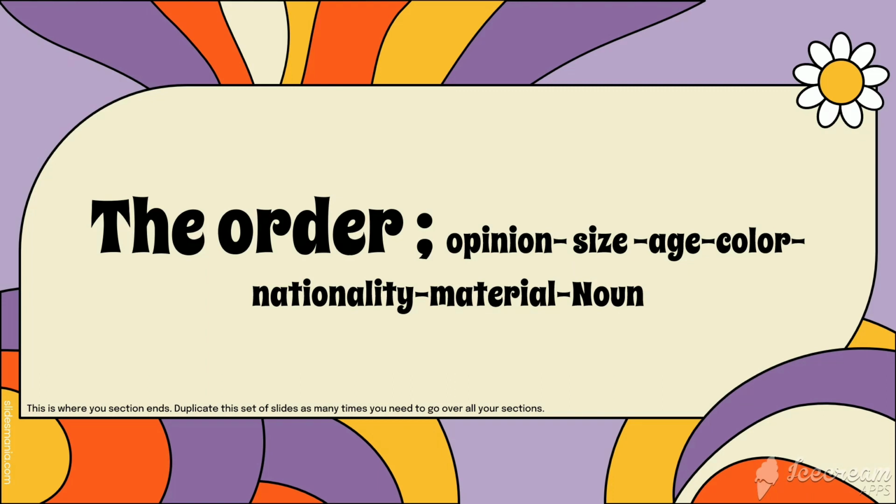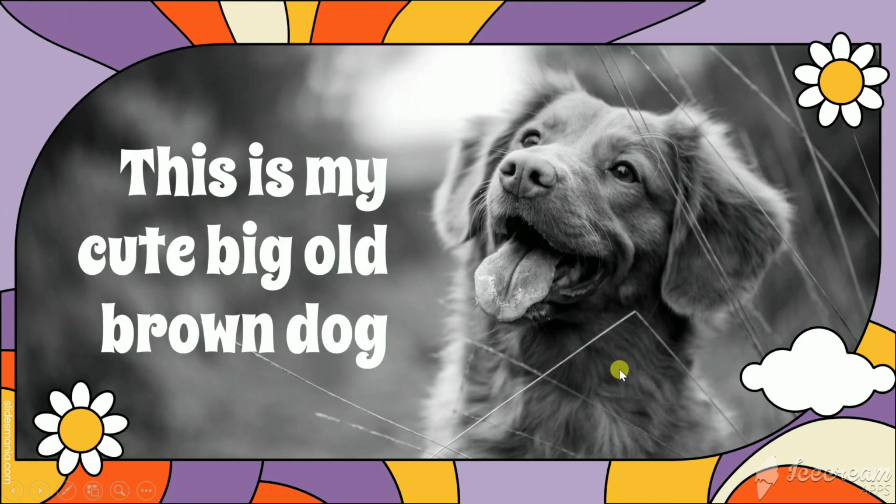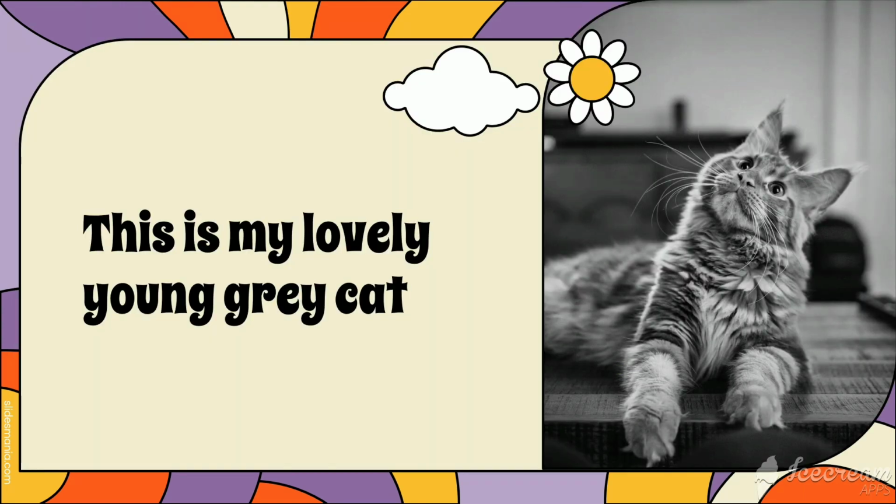Remember, the order is like this: opinion, size, age, color, nationality, material, and then noun. All of these belong to adjectives: opinion, size, age, color, nationality, material, followed by noun. For example, a sentence like this: this is my cute big old brown dog. This is my lovely young gray cat.